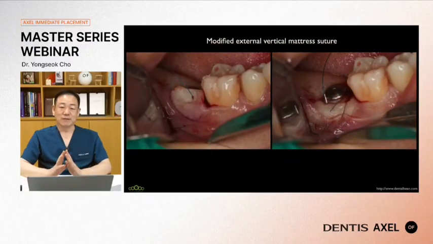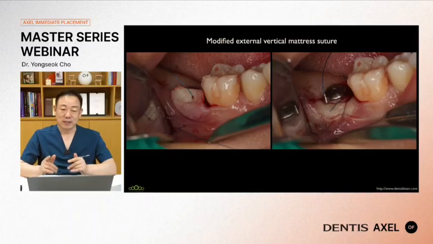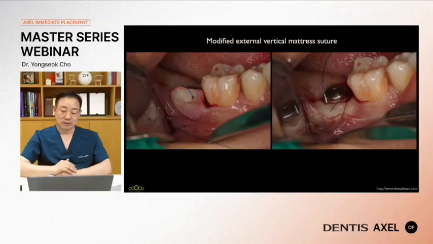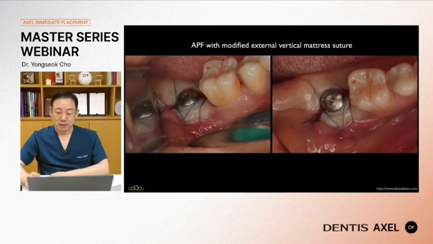Here I performed the modified external vertical mattress suture, which enables an apically positioned flap. Okay, the flap will move downward instead of coronally. Okay, like this. Look at the video of this case.